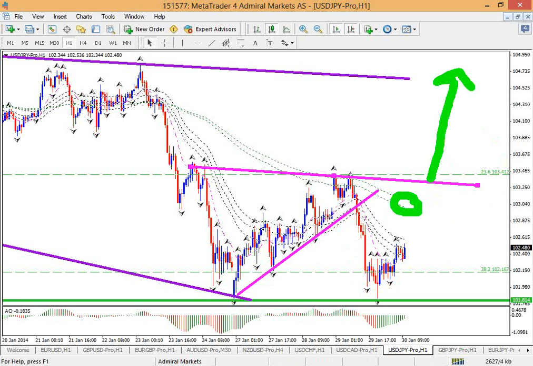So to me, it definitely still has that bullish potential, although it's in a downtrend on the hourly. So I hope that makes sense.